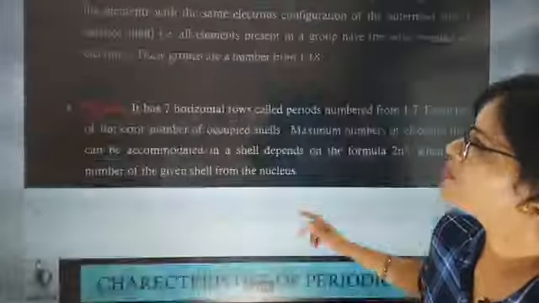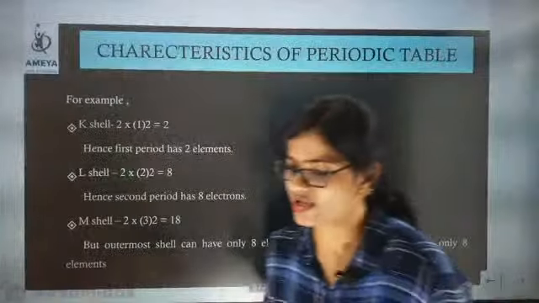Okay, so now we are going to talk about characteristics in a period. You know that the 2n square rule is there.